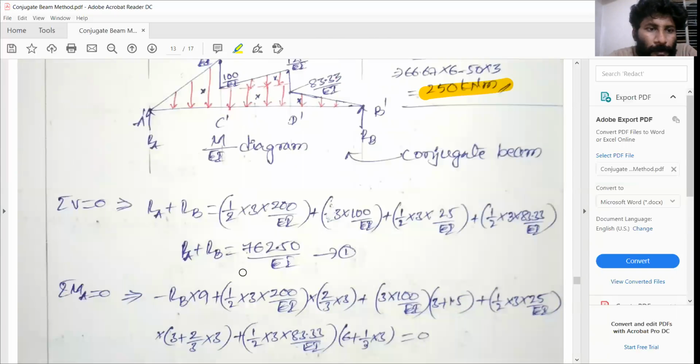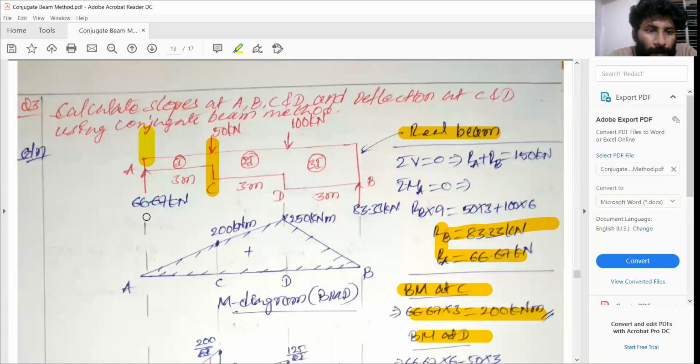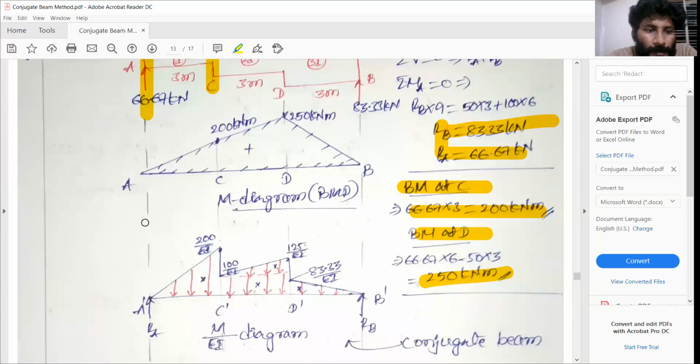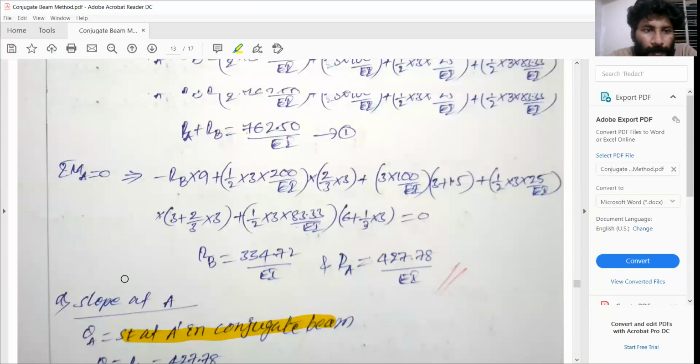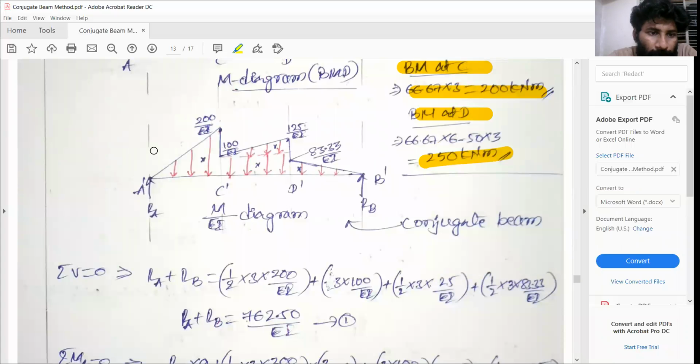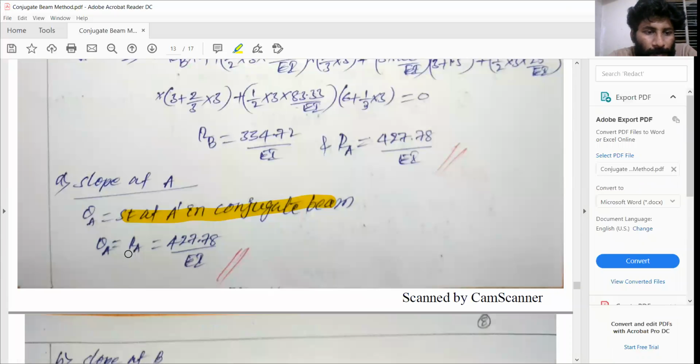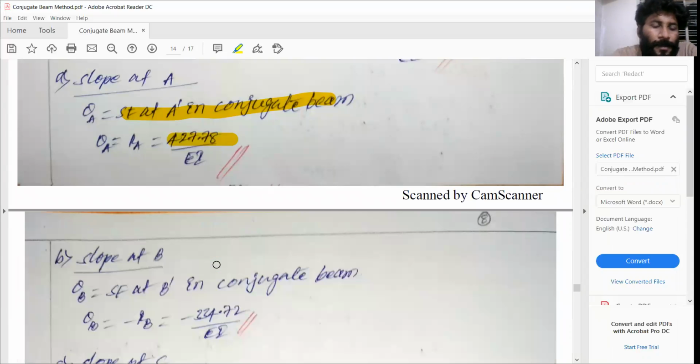Slope at A. We have to find the slope at A in the real beam. This is a real beam. That is equal to the shear force at A in the conjugate beam. So for the shear force at A in the conjugate beam, just take a section. The left of the section is only R_A. So theta A is equal to R_A. Whatever the reaction is will be your slope at A.